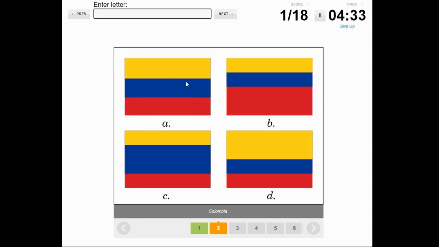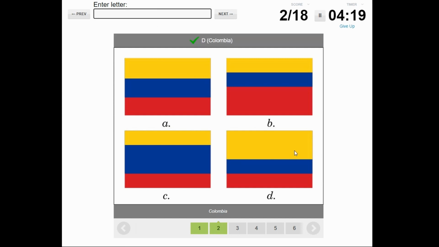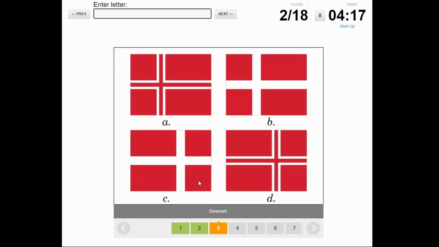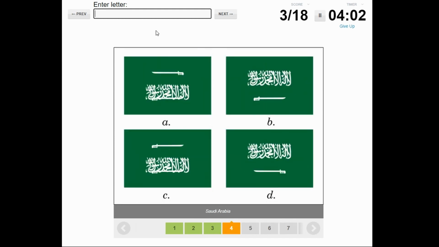Okay, so this is the flag of Colombia, and it's basically saying, is it equal, or is the bottom stripe the biggest, the middle stripe the biggest, or the top stripe the biggest? And I'm going to say that the top stripe is the biggest. D. Yeah. Okay, so with the flag of Denmark here, it's saying, is the cross on the left or on the right, or is it double cross or not? We know it's not a double cross, so it's either going to be C or B, and I'm going to go with B. Yes, okay, that's good.